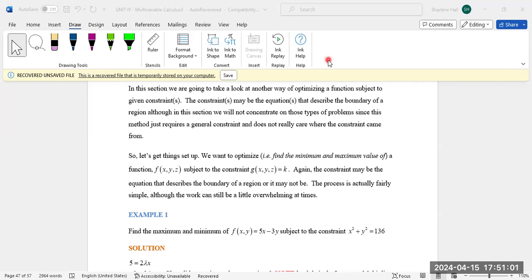And I'm not being mouthy about that. It can start and finish. You see how short the question is? The question is to find the maximum and minimum of f of x, y, which is equal to 5x minus 3y. And the constraint is going to be x squared plus y squared, which is equal to 136. Right?